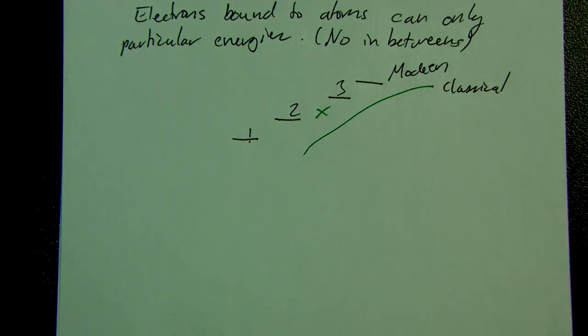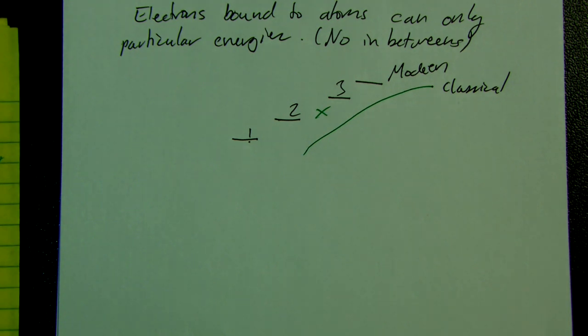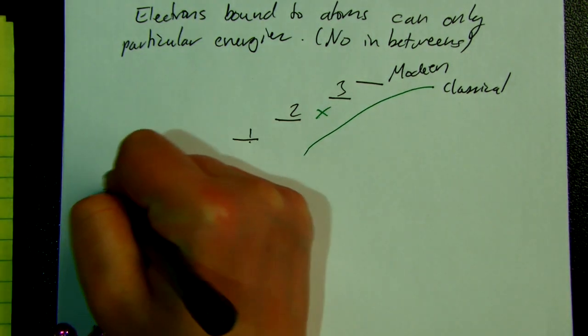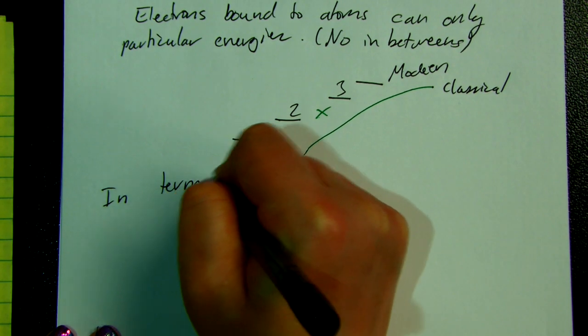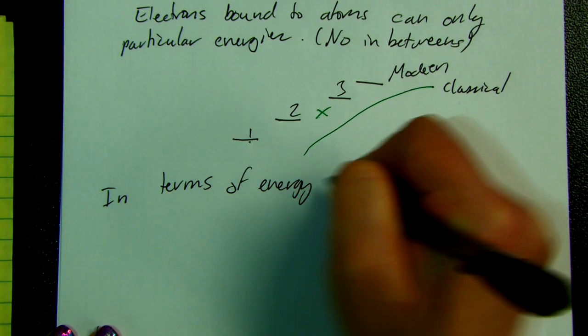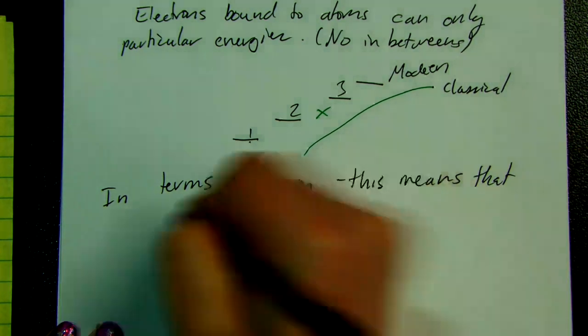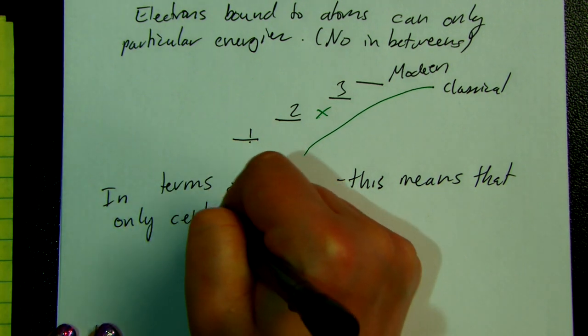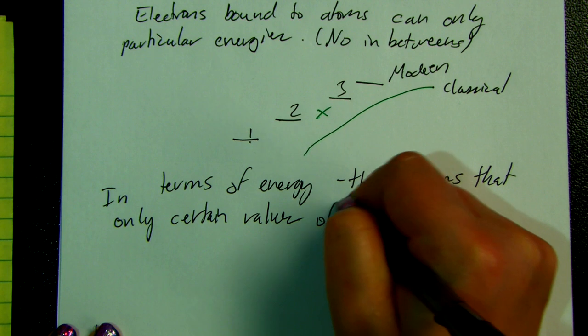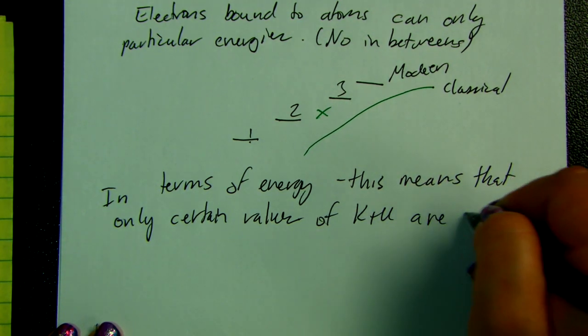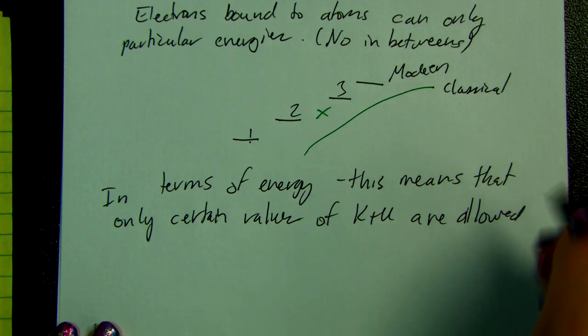All right, so this is the idea that I want you to keep in mind as we go through the rest of chapter 8. And we're really just going to be introducing and laying the groundwork for how to think about quantized energy levels within atoms. So, going back to our energy principle, in terms of energy, this means that only certain values of K plus U are allowed if the electron is bound.